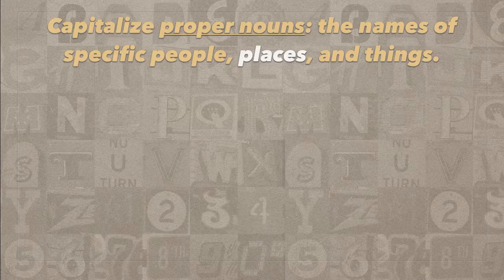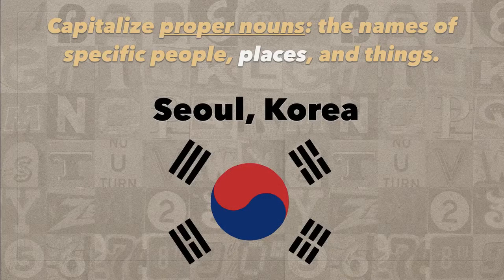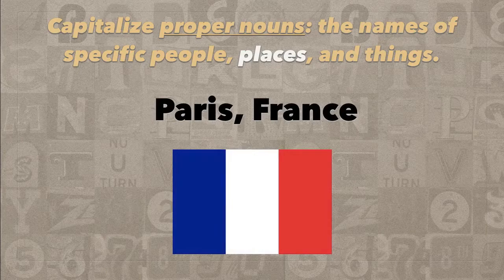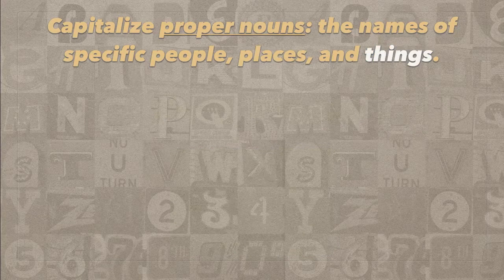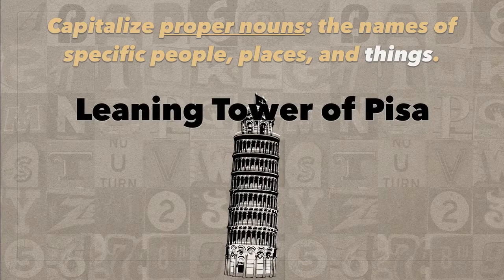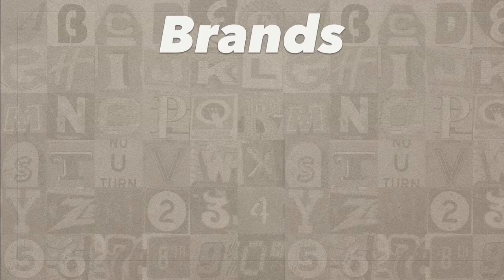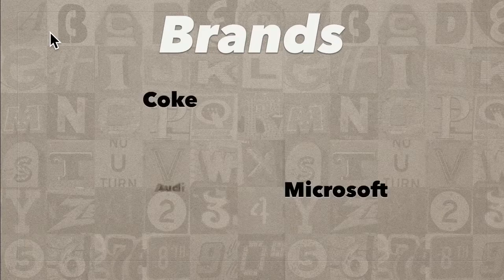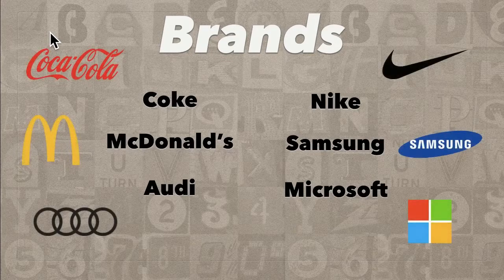Also, places. For example, Seoul, Korea, and Paris, France. Also, things like the Eiffel Tower and the Leaning Tower of Pisa. Don't forget to capitalize brands. Brands are simply the names of companies. There are several you could think of. For example, Coke, McDonald's, Audi, Nike, Samsung, Microsoft. Always capitalize these words as they are the names of specific companies.